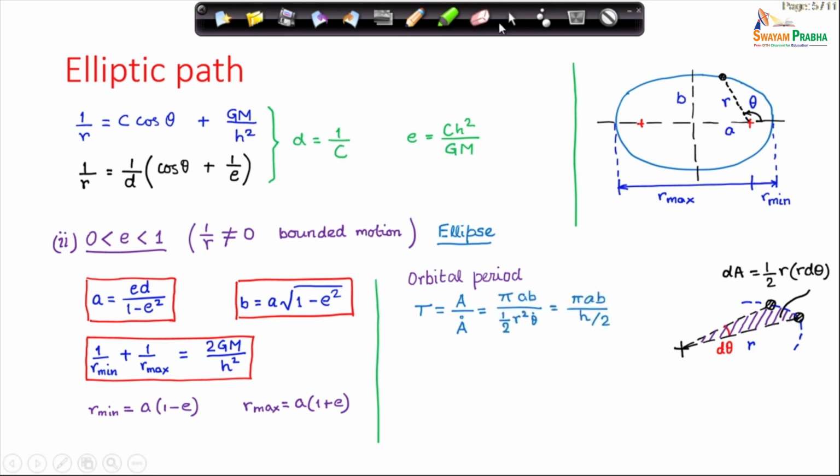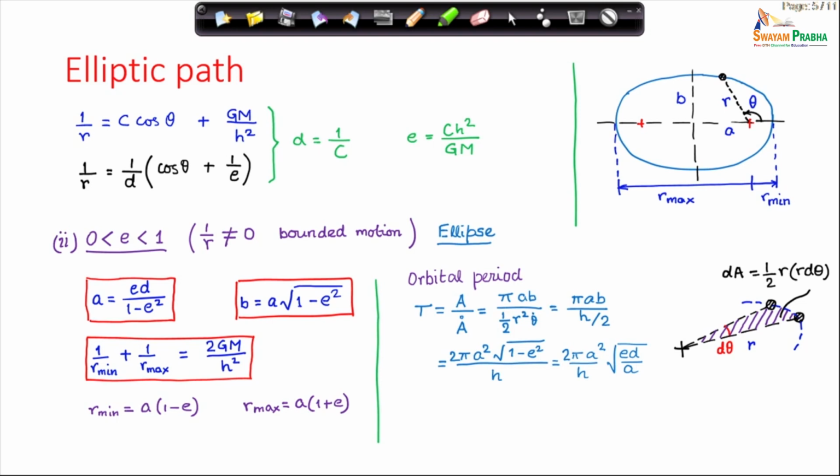The area of an ellipse is pi a b, which comes from geometry; you can very easily derive it by integrating. Pi a b is the area of the ellipse, divided by 1/2 r square theta dot. This comes from the areal rate dA/dt, which is 1/2 r square theta dot. Remember, r square theta dot is h, the angular momentum per unit mass, represented by lowercase h. So, the time period is pi a b divided by h by 2. That is the time period on the elliptic orbit.